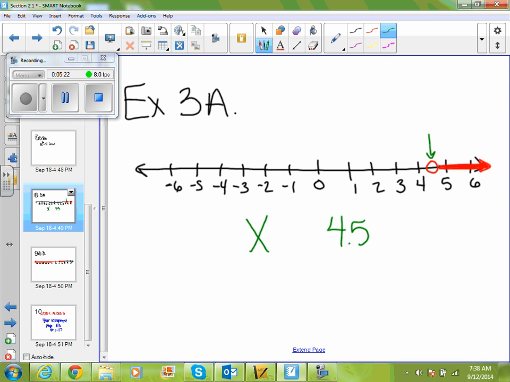And then the last thing I look at is what direction my arrow is pointing. So my arrow is pointing to the right, so I know it's going to be a greater than symbol. And then if I look at my circle, it is an open dot, so I do not include the line underneath. So it's just x is greater than 4.5.